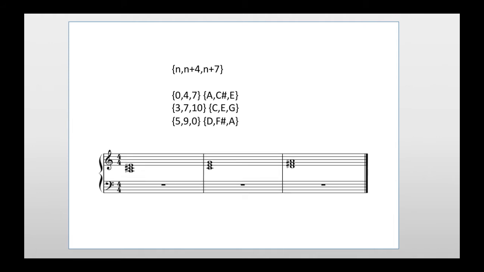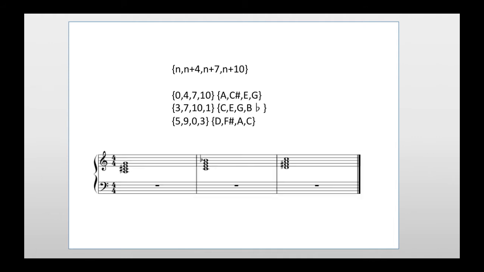Such arrays can have multiple notes to make up chords, such as a major chord of the form 0, n plus 4, n plus 7. 0-4-7, A, C sharp, E; 3-7-10, C, E, G; 5-9-0, D, F sharp, A. Or a dominant seventh chord of the form 0, n plus 4, n plus 7, n plus 10. 0-4-7-10, A, C sharp, E, G; 3-7-10-1, C, E, G, B flat; 5-9-0-3, D, F sharp, A, C.